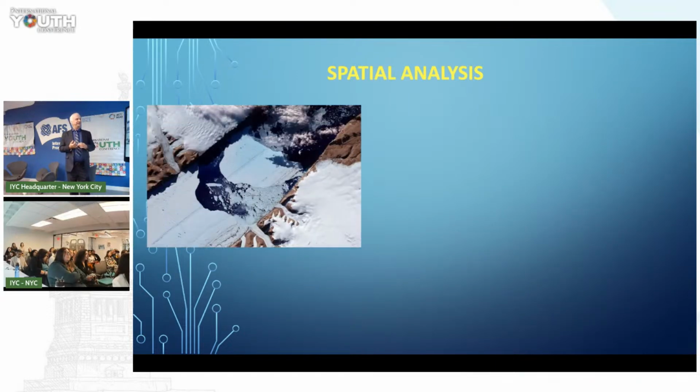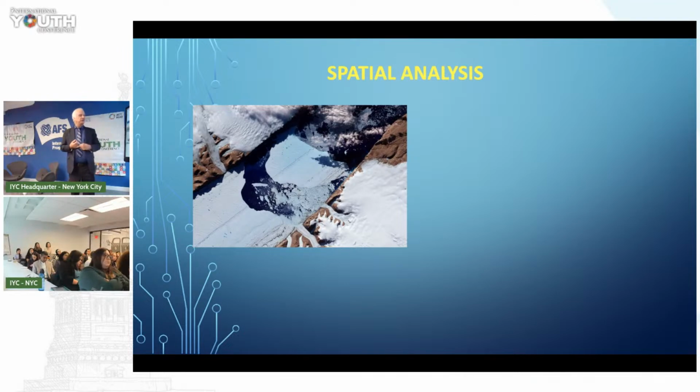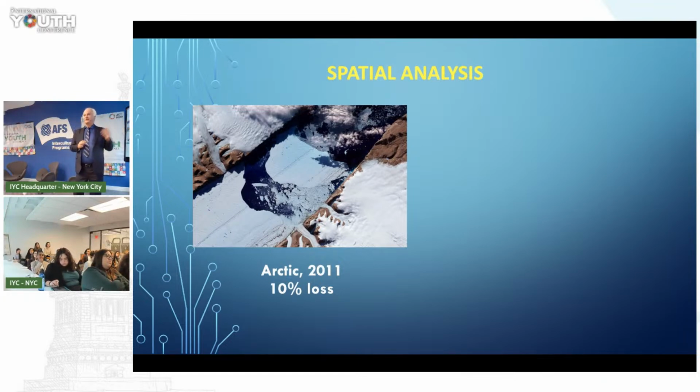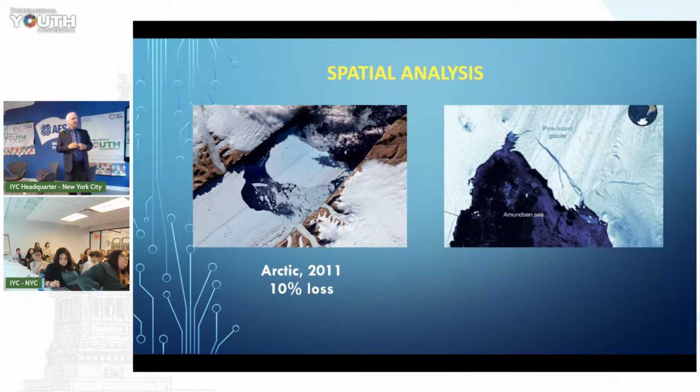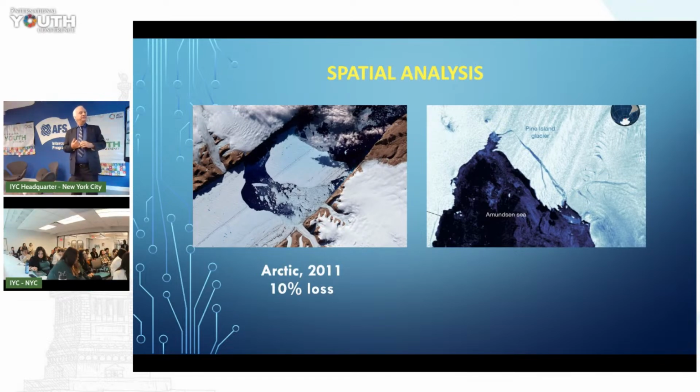Okay, next one, spatial analysis. Here we have another piece of ice that broke off a glacier. And can we click to see where it's from? Yeah, that's from the Arctic. It's actually Greenland. It's the Petermann Glacier, you might have heard of. And it says there's a 10% loss in this particular video. It talks about 10% loss of the entire glacier. Now over here, we have a similar story from Antarctica, showing the Pine Island Glacier. Let's click on that. And this is Antarctica, 2015, with a 20% loss.